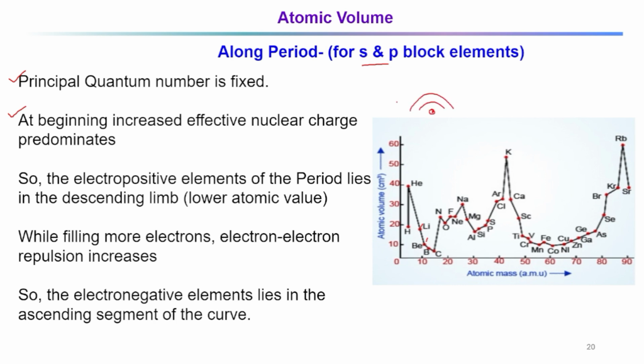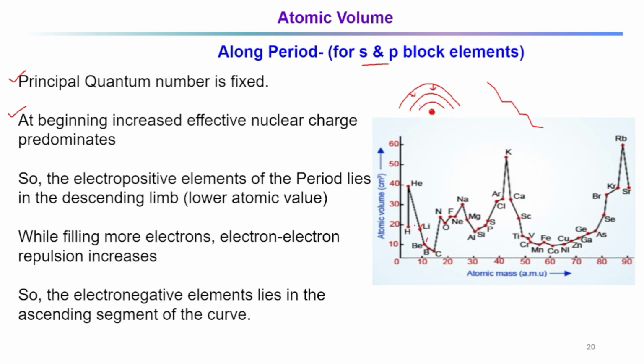I'll draw it again. As we put more and more protons, the girl is becoming more and more attractive. So these faraway lovers, or the electrons, will try to come close and the orbit will shrink. That's why the volume or space which it is occupying is also decreasing. In the case of electropositive elements, as we put more and more protons, the volume is decreasing, again decreasing, again decreasing. That's why the electropositive elements lie in the descending limb.